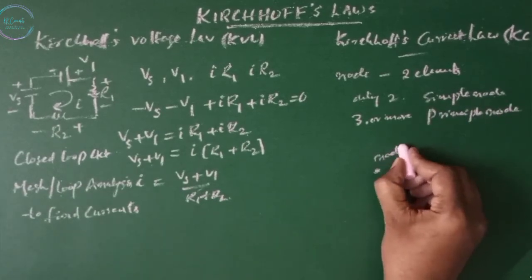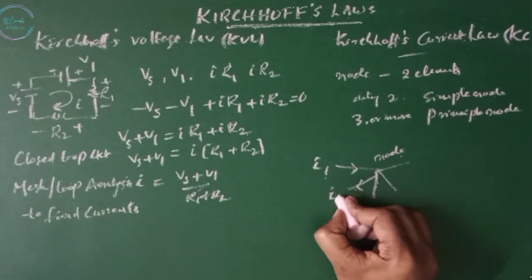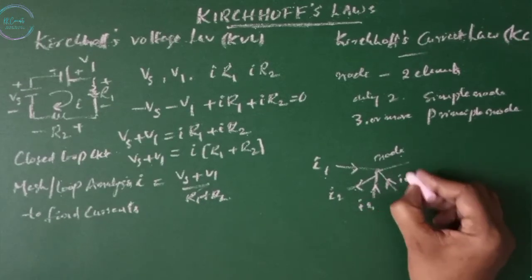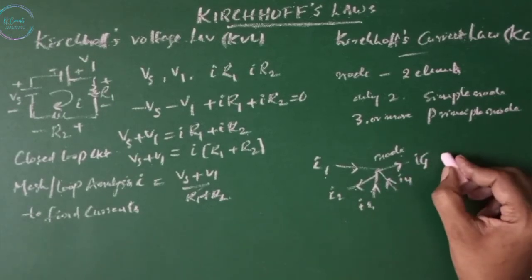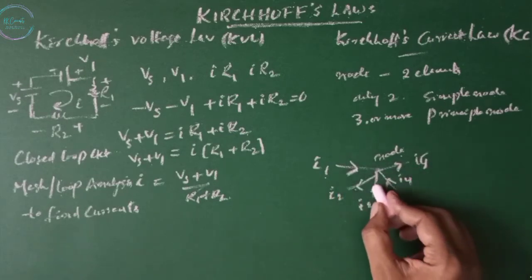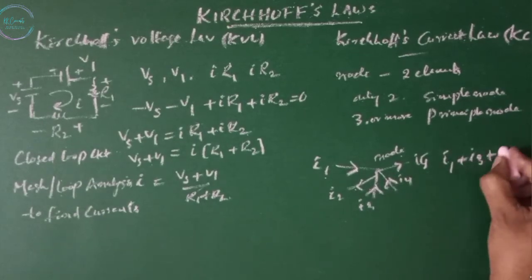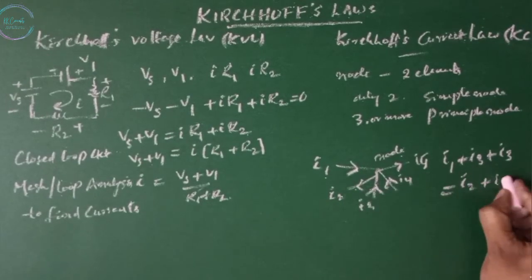Considering a node, the current I1 is coming in, I2 is going out, I3 is coming in, I4 is also coming in, and I5 is going out. According to Kirchhoff's current law, KCL, the algebraic sum of the currents at a node is equal to 0, or the currents entering the node equal the currents leaving the node. So the currents entering the node are I1, I3 and I4. So I1 plus I3 plus I4 equals the currents leaving the node, I2 plus I5.